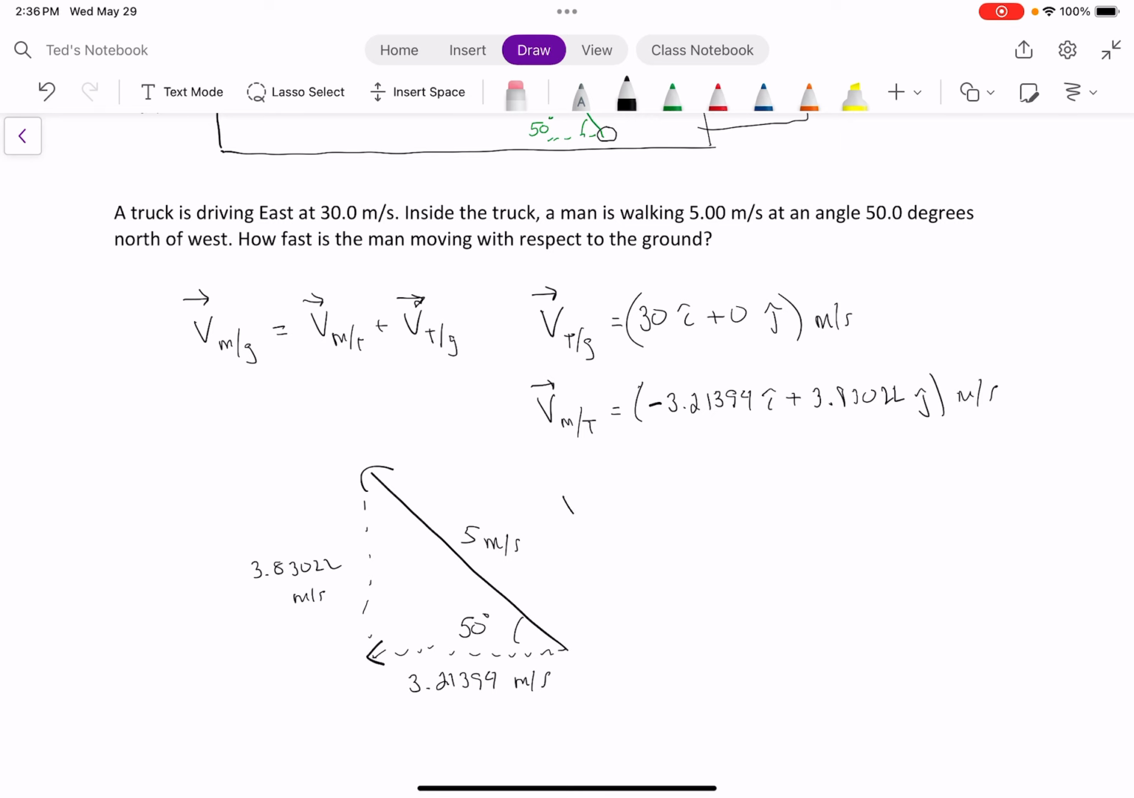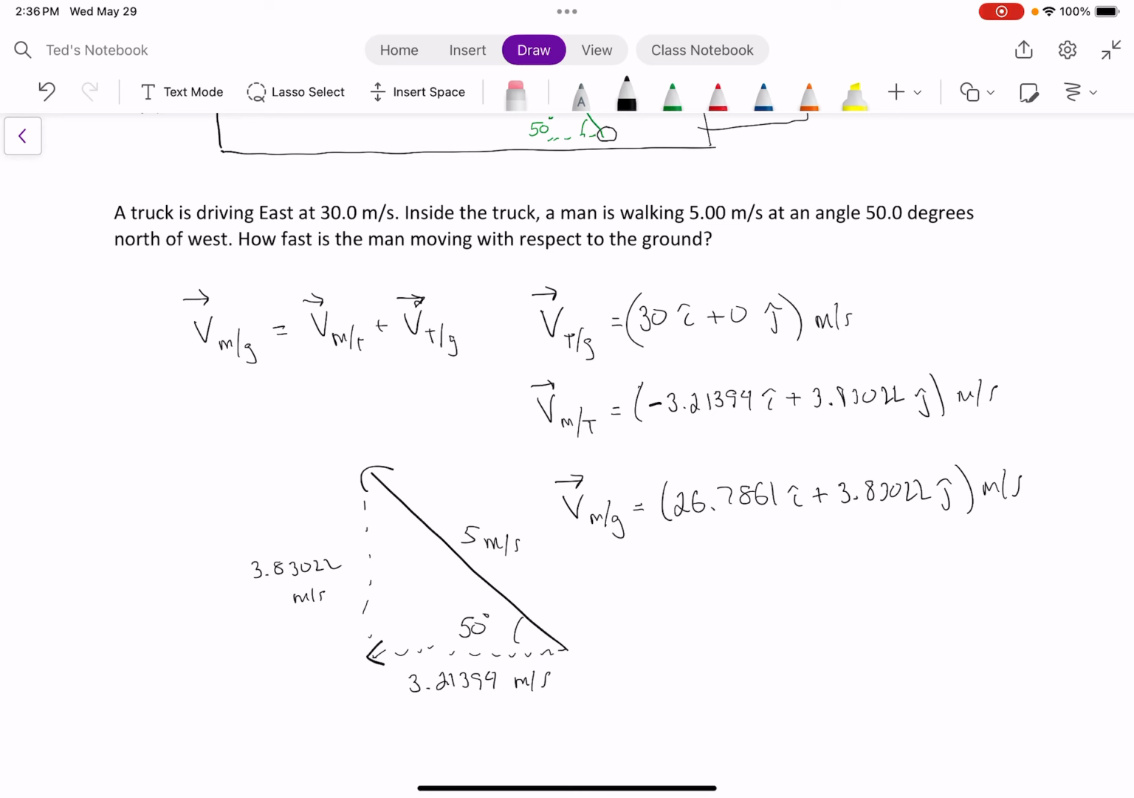And so to find the velocity of the man with respect to the ground, we add these together. We get to just add the components. So 30 minus 3.21394 gives us 26.7861 i hat, and then 0 plus 3.83022 gives us 3.83022 j hat meters per second.